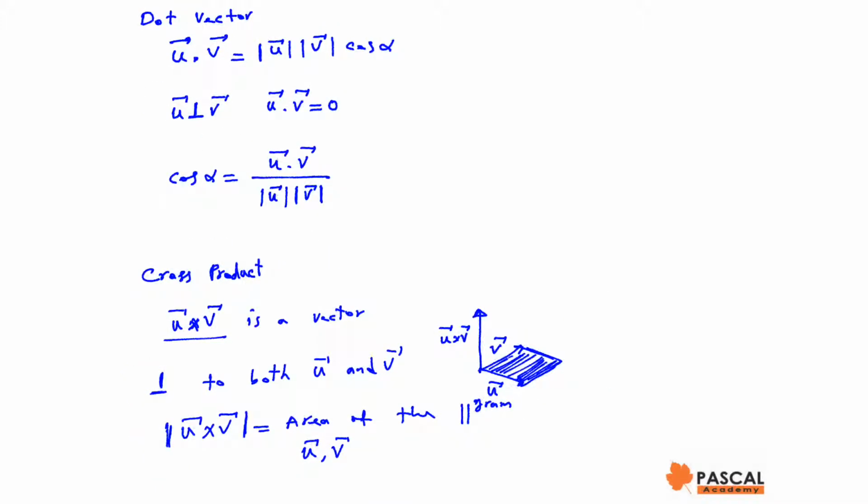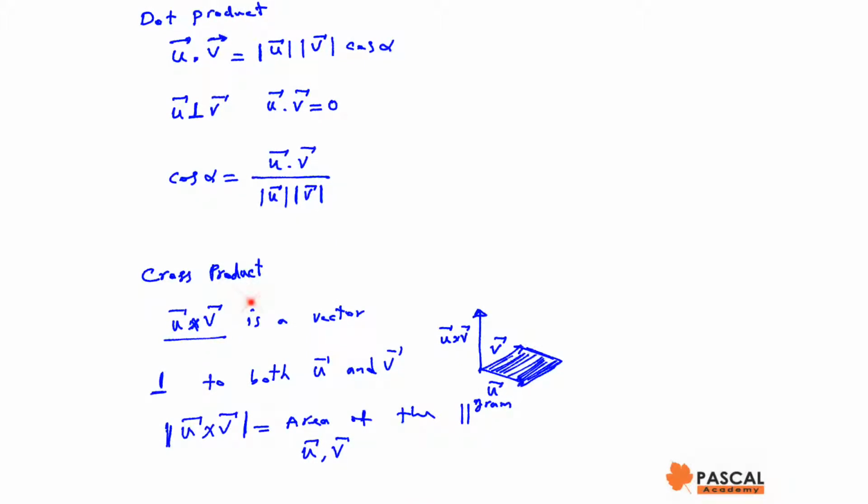Dot product. Dot product of two vectors is a number. Dot product is denoted by this notation, U dot V, which is the same as size of U, size of V, cosine of alpha by definition. When U and V are non-zero vectors and U is perpendicular to V, U dot V is 0. If we rearrange the equation, we get cosine of alpha is U dot V over size of U, size of V.